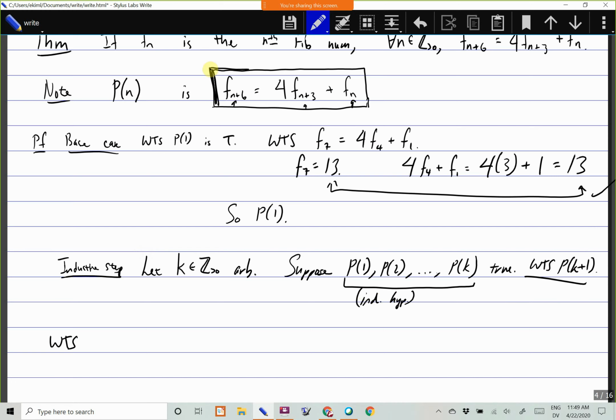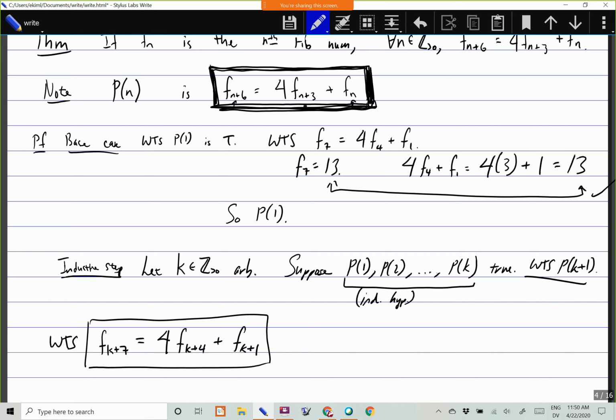And what we want to show, let's write P of k plus 1 a different way. That's, again, boxed all the way up here as P of n. So to get P of k plus 1, we need to plug in a k plus 1 for every n. So we want to show f sub, plug in k plus 1 for the n, and then plus 6, so k plus 7. F sub k plus 7 equals 4 times f sub k plus 4 plus f sub k plus 1. That, down here in this box, is obtained by taking the box up at the top and replacing every n with a k plus 1.